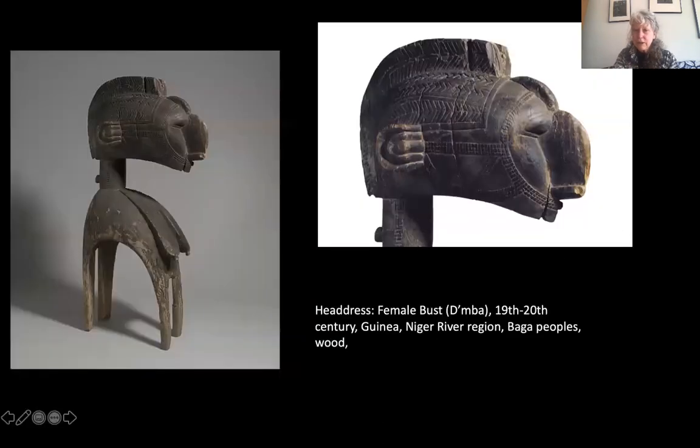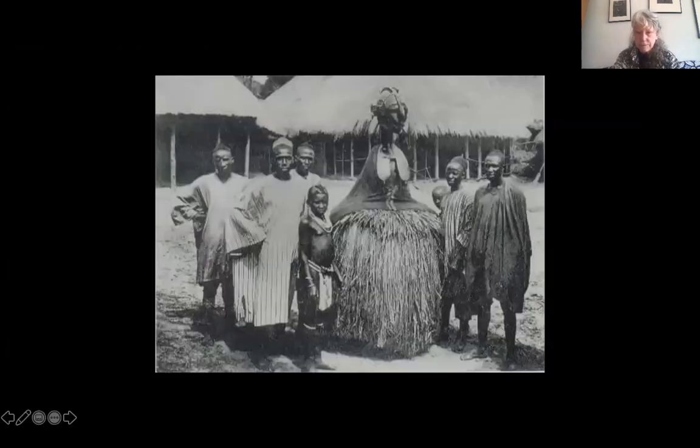Okay, so one of the types of objects that knocked European socks off were these so-called masks. But they're not masks in the sense that you put them over your face, usually. You wear them on your head, and then your face is covered with something, raffia usually, so you can see out if you're wearing it. And you're taller; the figure you're representing is taller than most people. We'll come back to this slide.